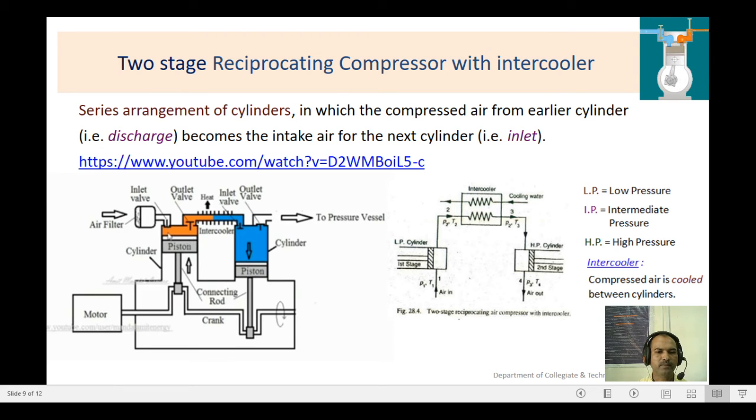So how does it work? In the first cylinder, that is the low pressure cylinder, when the piston moves from the top to the bottom, a vacuum is created. Due to this vacuum, the air is drawn into the cylinder at constant pressure as the piston slowly moves downward. In the next half cycle, when the piston moves upward, the inlet valve closes and the outlet valve opens, and the compressed, high temperature air is collected in the second cylinder, which is the high pressure cylinder.